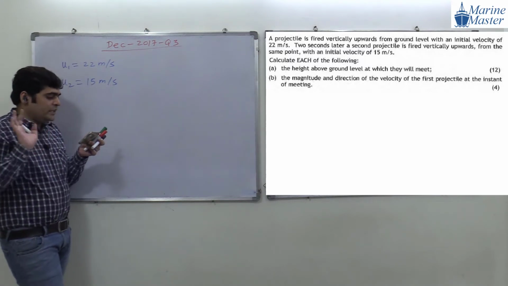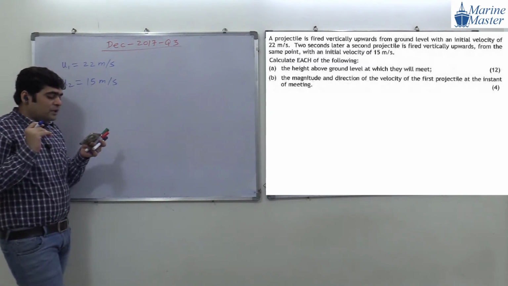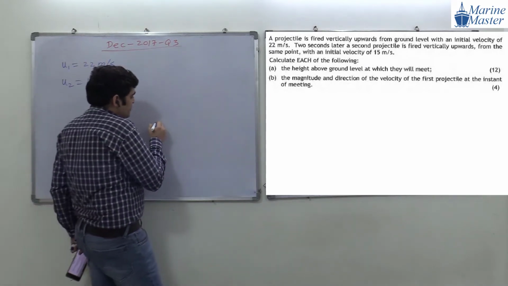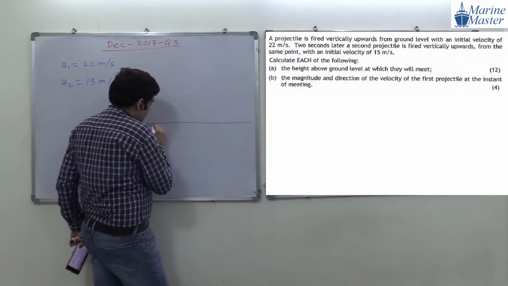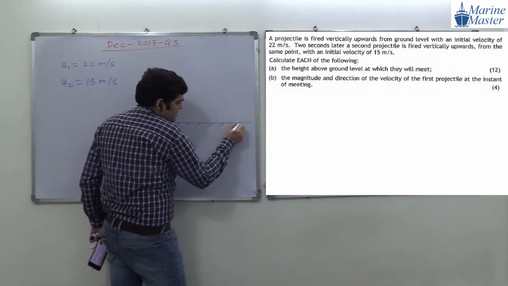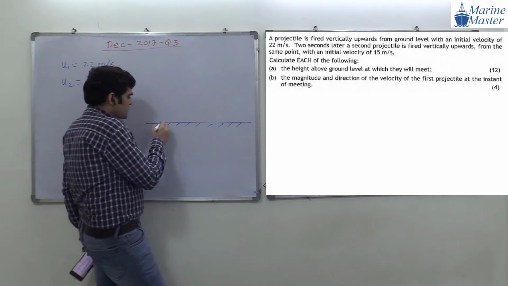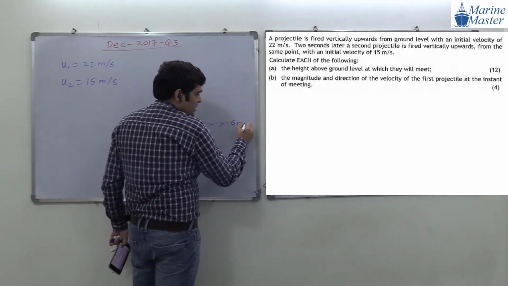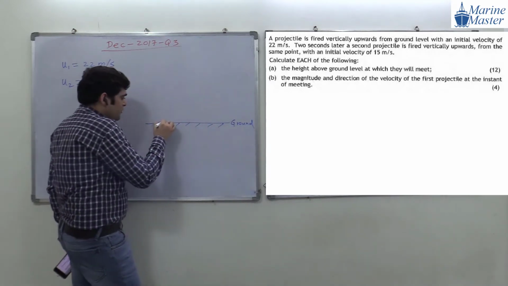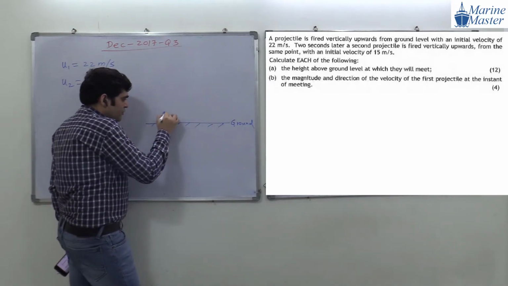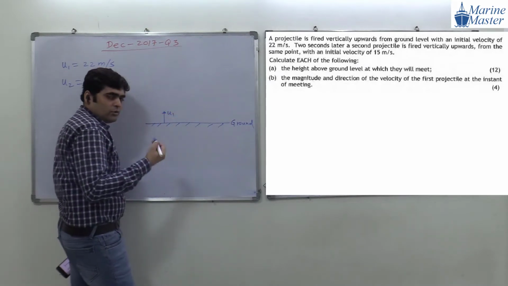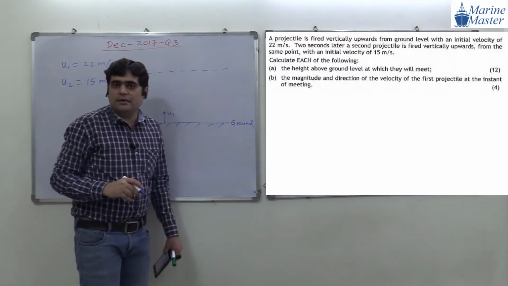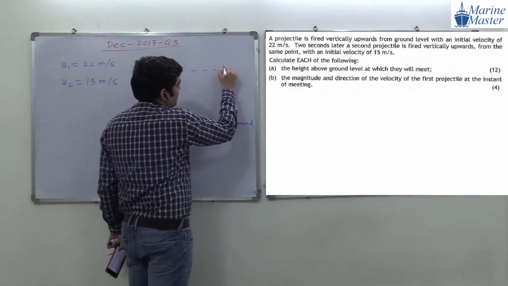From the same point with an initial velocity, the height above the ground level at which they will meet. Here they are asking us what? Suppose this is the ground, and they are throwing from the same point. First of all we throw the first projectile with a velocity of u1. This is the height at which they meet, the meeting level.